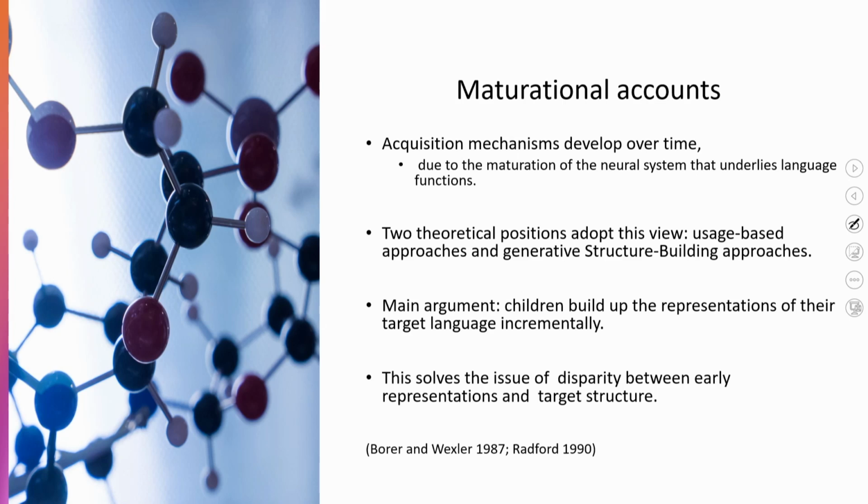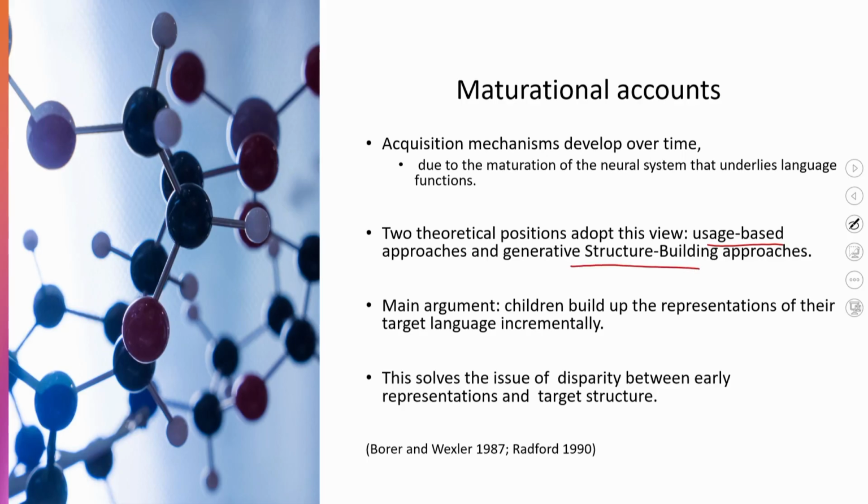Now, why does it happen? It happens because the child's language development, syntactic development in this case, will be based on, or let us say dependent on, the neuronal maturation as well. So, there are two theoretical positions that adopt this view. One is of course, the usage based approach, and the other is the generative structure building approach.